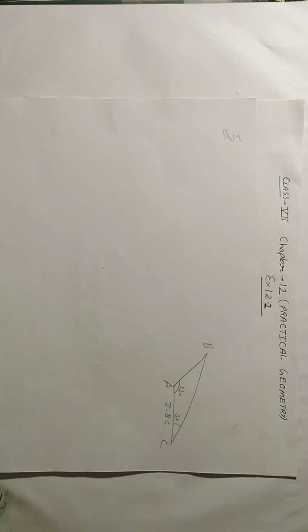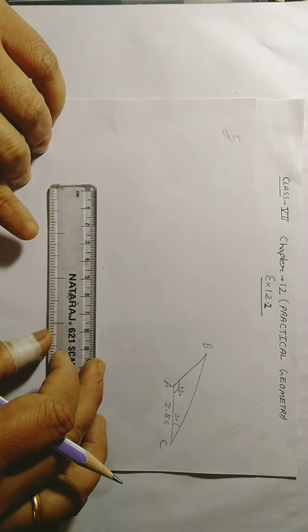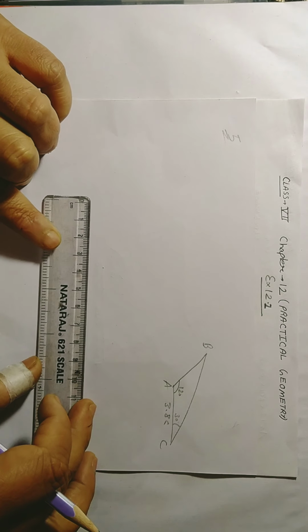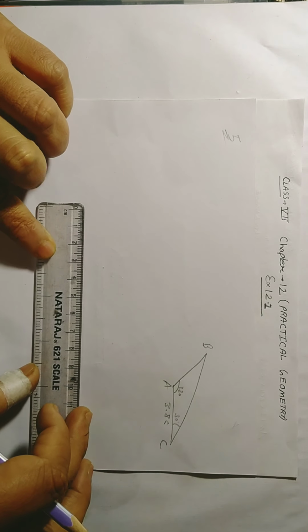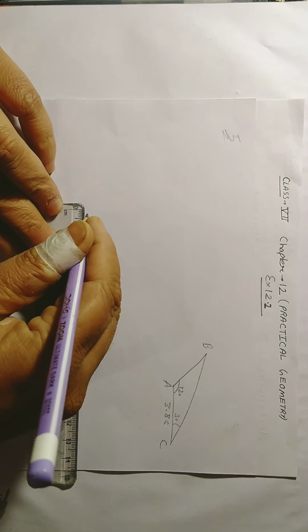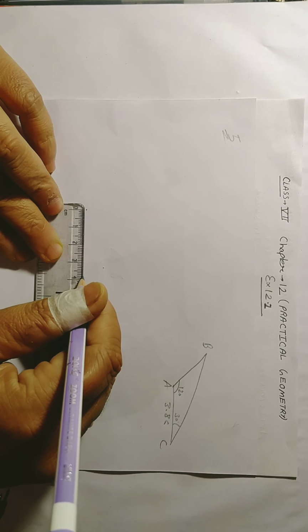Okay students, now we start question number 5. So firstly we have to draw a line segment AC of 3.8 centimeter. We mark two endpoints, first at 0 and second at 3.8.